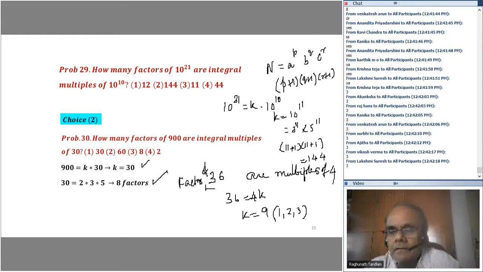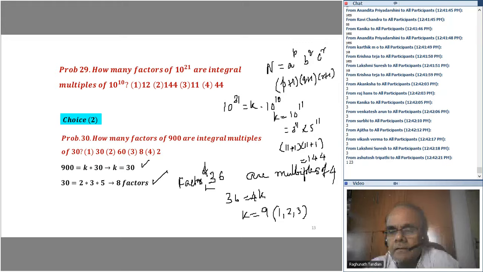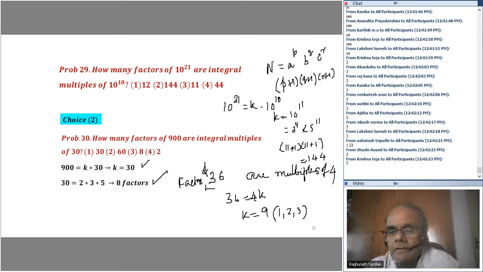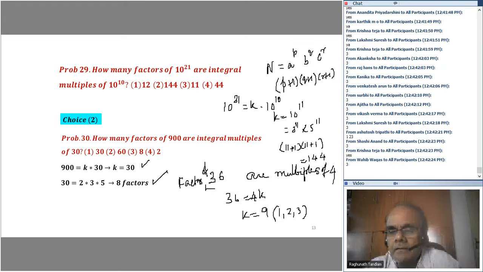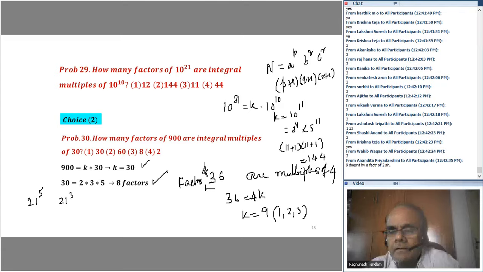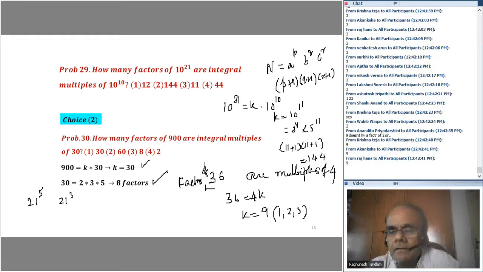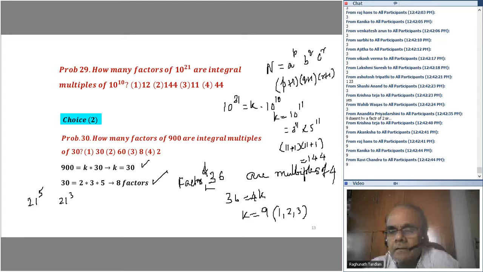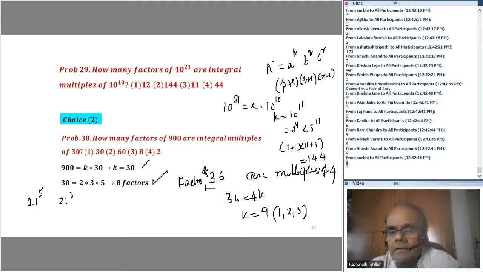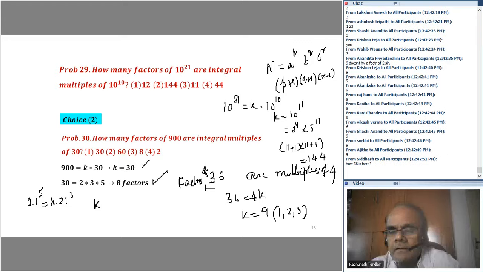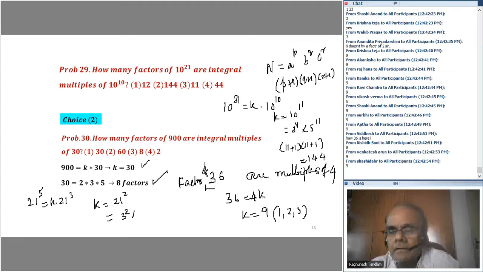One more, shall we do? I wanted to get this fully. How many factors of 21 power 5 are factors of 21 power 3? Take down. How many factors of 21 power 5 have factors of 21 power 3? K equals 21 square. What is 21 square? 9.